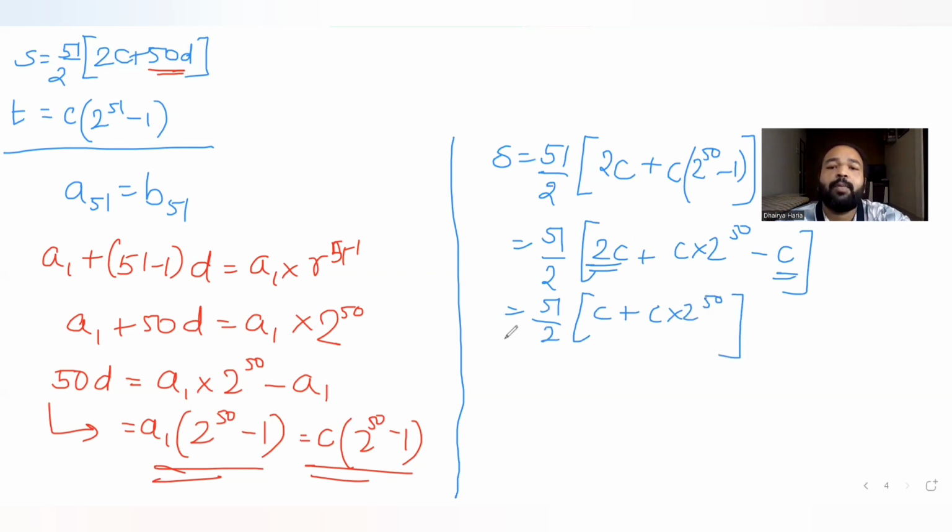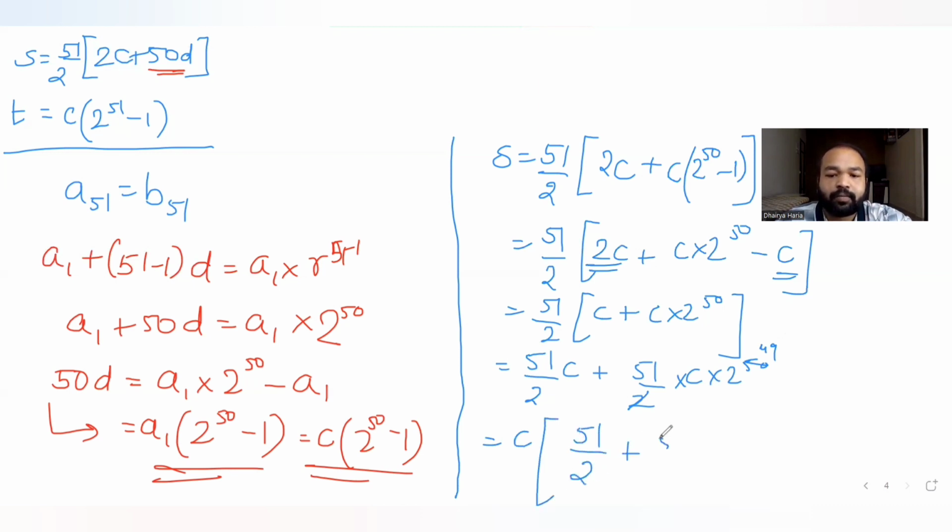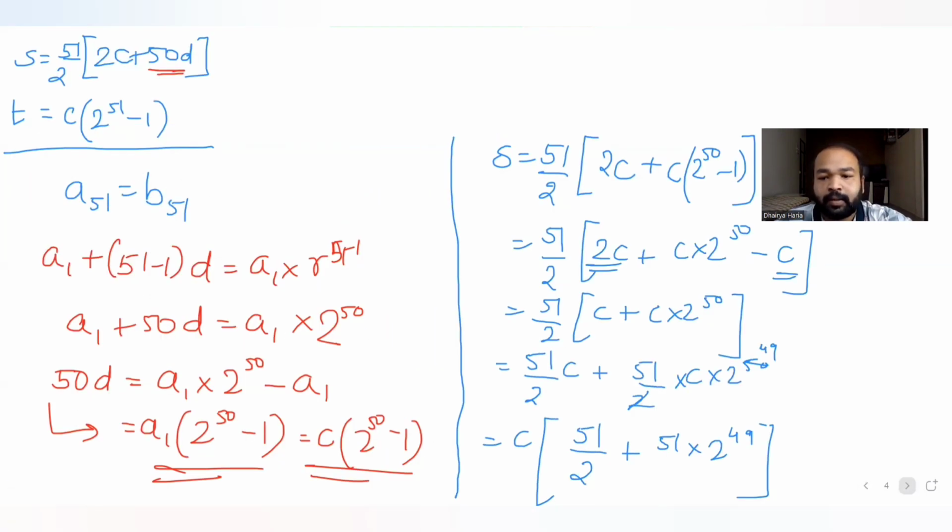Now if I put 51 by 2 inside, I'll multiply it with both of them: 51 by 2 C plus 51 by 2 C 2 raised to 50. So what happens is I can cancel this 2 here, so the power becomes 49 now. I can also take C common, so this becomes C times 51 by 2 plus 51 into 2 raised to 49. Now, if you see S, we have received it like this. We also know T. Now, C we have in both the cases, but here I have the power of 2 raised to 51. So let's try to form 2 raised to 51 in this S also. So if I write it on the next page, S is C times 51 by 2 plus 51 into 2 raised to 50.